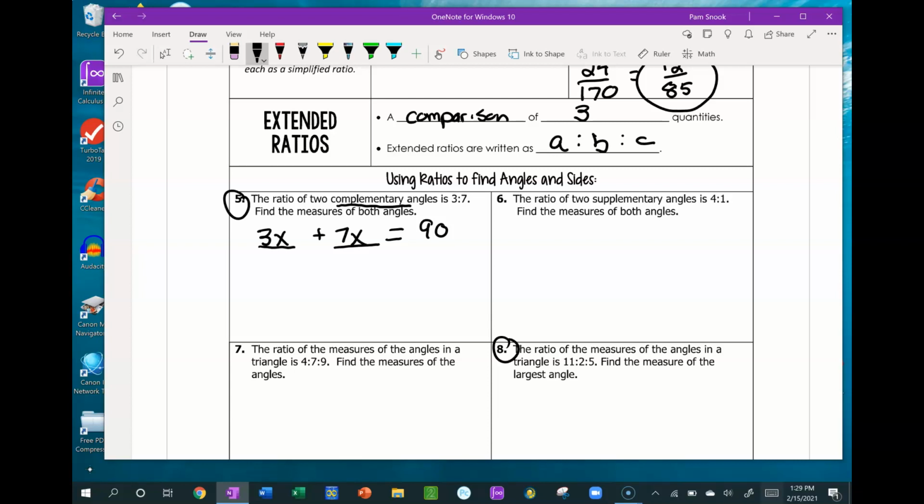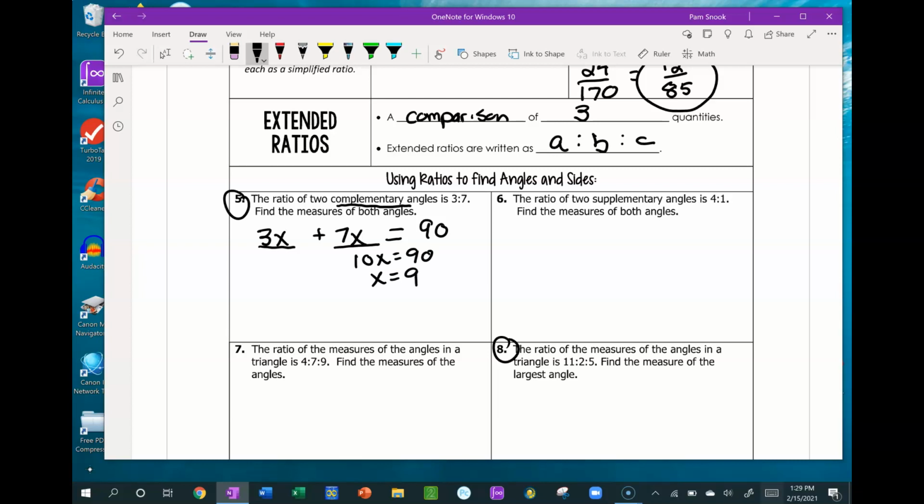So if I write my equation 3x plus 7x equals 90, that guarantees that my answers are going to be in the ratio of 3 to 7. So that's the geometry. Now let's do the algebra. 10x equals 90, so x equals 9.